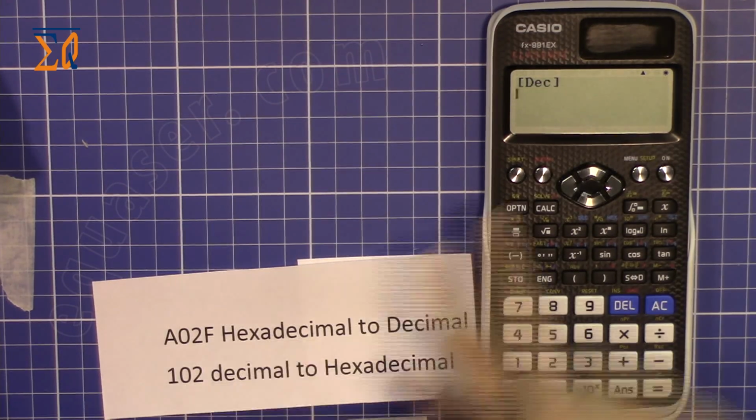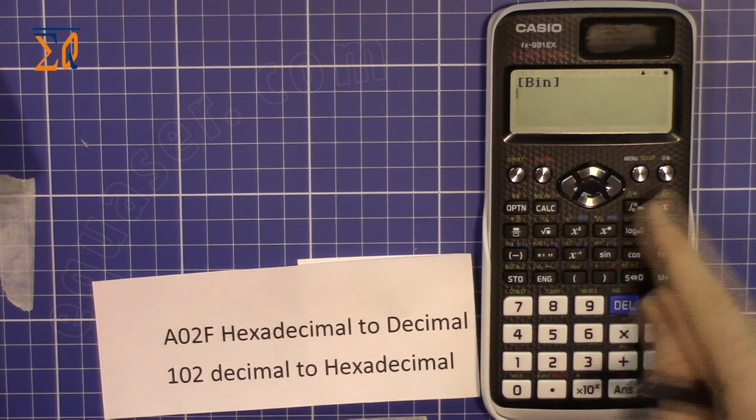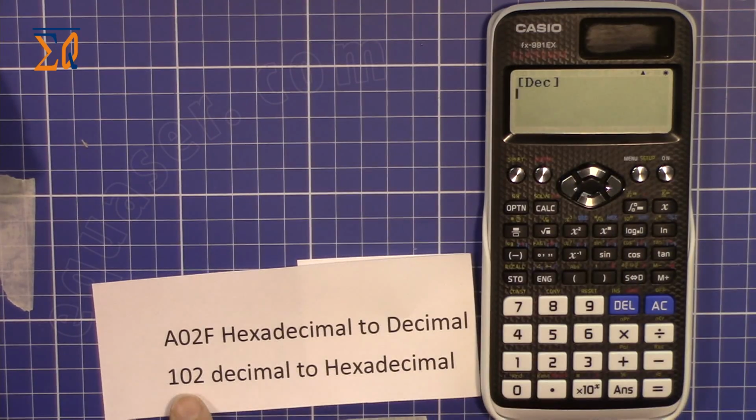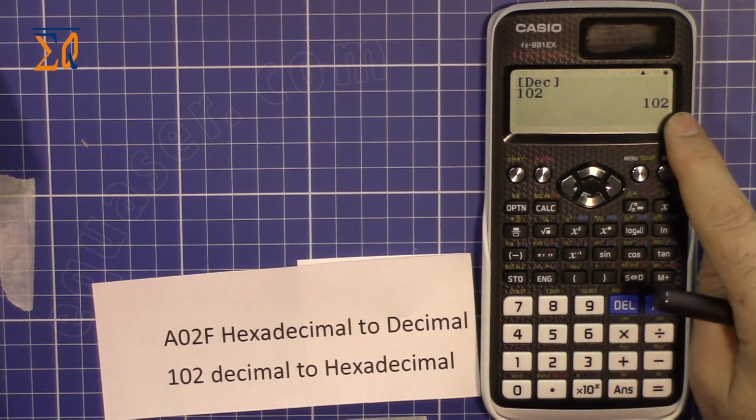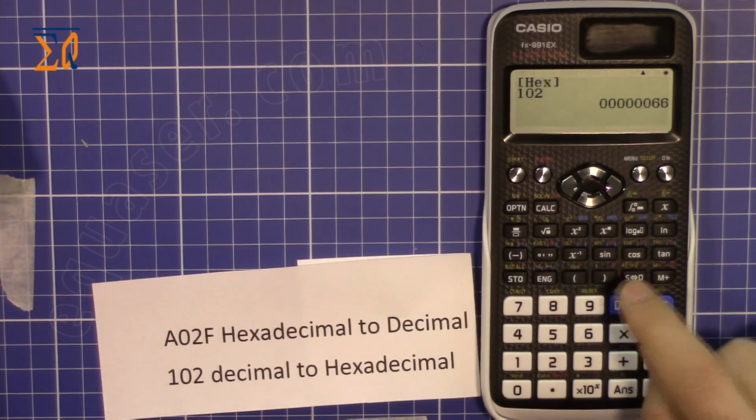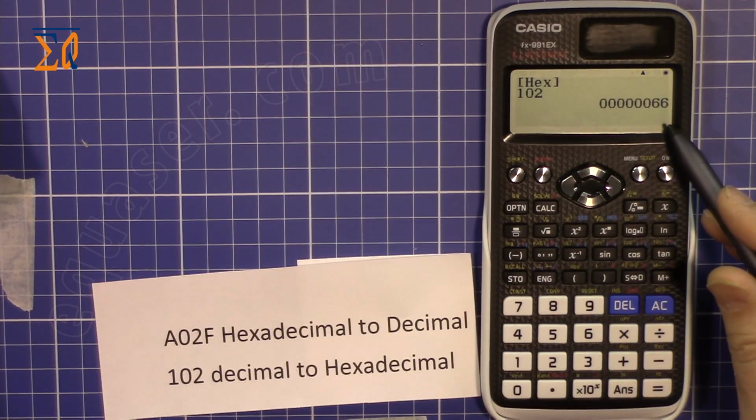Now I'm already in decimal. Let's say you're in binary, just go to decimal. I'm converting 102 to hex. 102, press equal sign, the value is here. Now press hex. So this is 66.